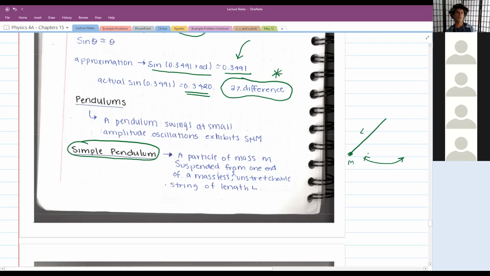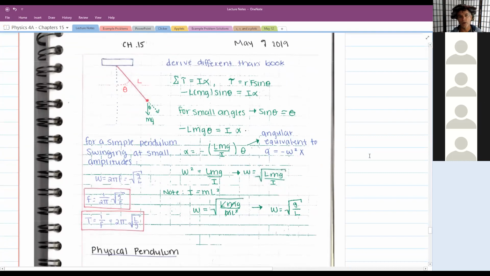And what I'm going to show you is you need to use the small angle approximation when you're deriving this equation for pendulums, which means it's only true if the pendulum is swinging back and forth at relatively small angles. So don't worry about this derivation. I'm going to go through it kind of quickly. The point that I want to get to at the end is that omega for a simple pendulum is given by the square root of g over L.